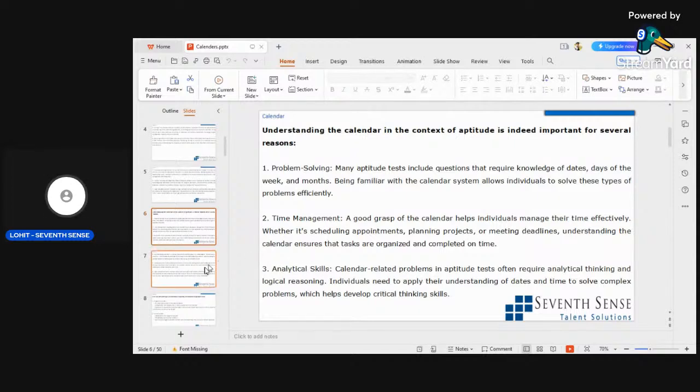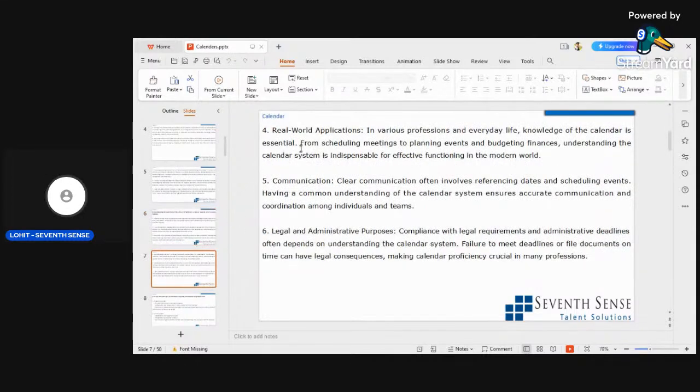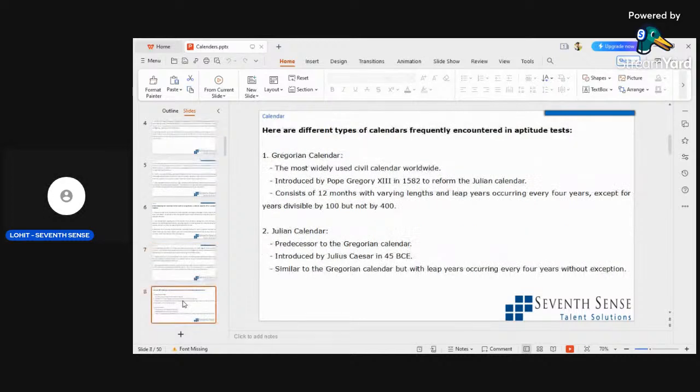Analytical skills also, it will help if you're learning the calendar topic, right? Real world application, you already know why we use calendars in real world applications. Okay, for events, for financial, those kinds of things, communication, legal, as I told in the previous slide, right? Okay, so how many types of calendars are there? I have just made a PPT of it. You can just see here.